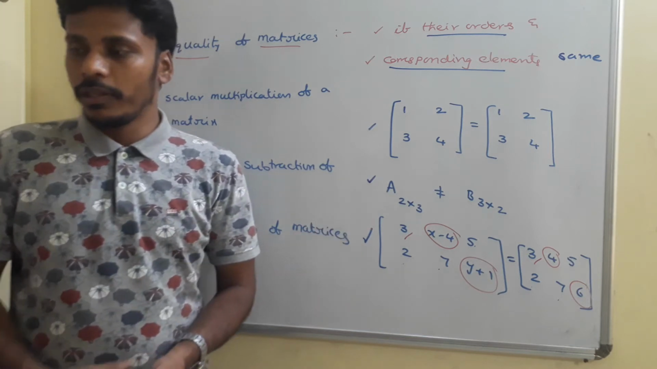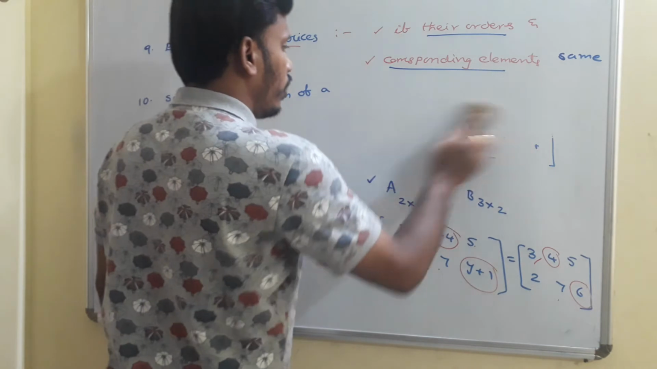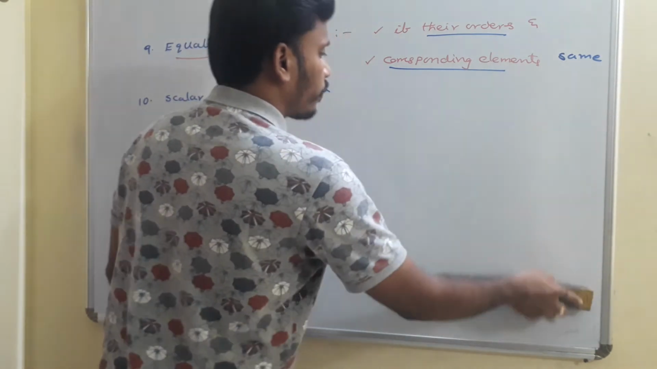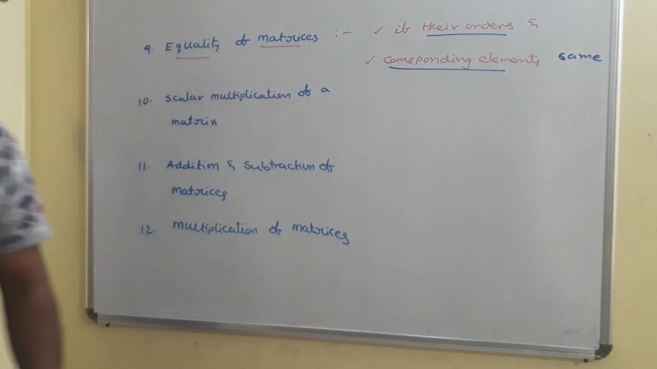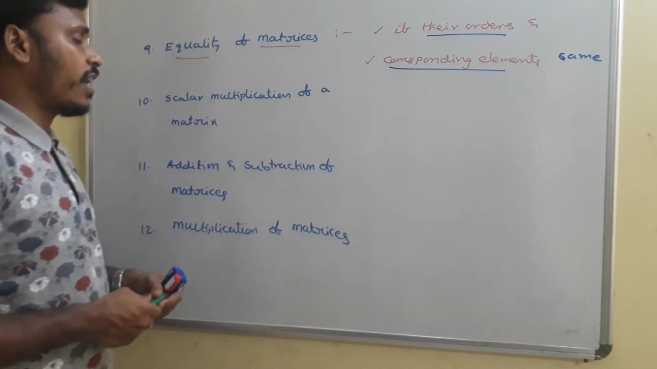Very simple thing actually, but as a theory we need to discuss, and that's why I mentioned it here. That is the thing about the equality of matrices. And the next thing is about the scalar multiplication of a matrix. Just have a look at this.